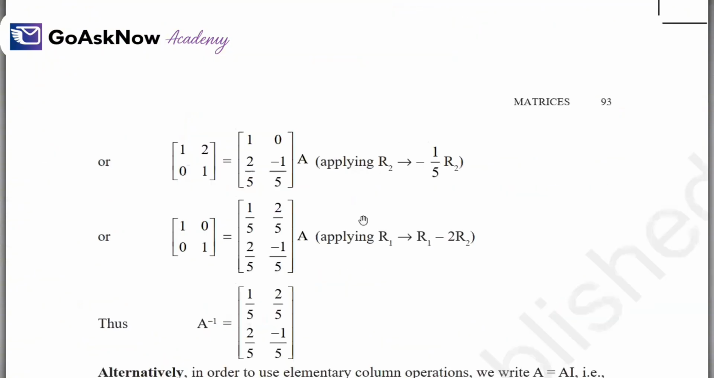What is the next step? Then you have to apply R2 is equal to minus 1 by 5 R2. So your R2 is changing into minus 1 by 5 of R2. It means that it will be divided by minus 5 on both sides. So your left hand side will become 1, 2, 0, 1, and the right hand side will become 1, 0, 2 by 5 and minus 1 by 5.